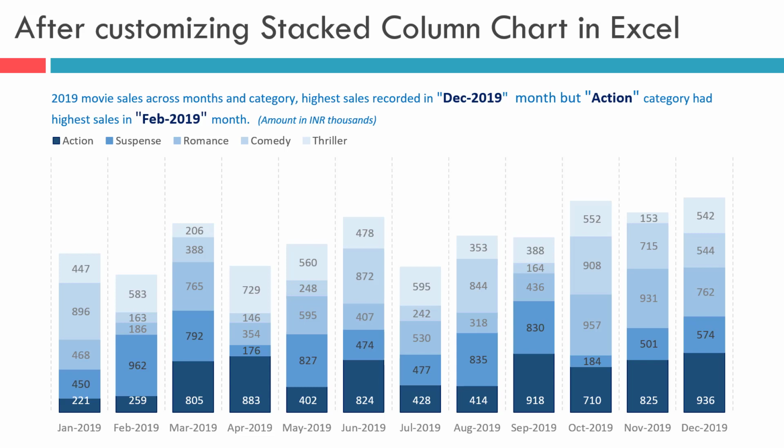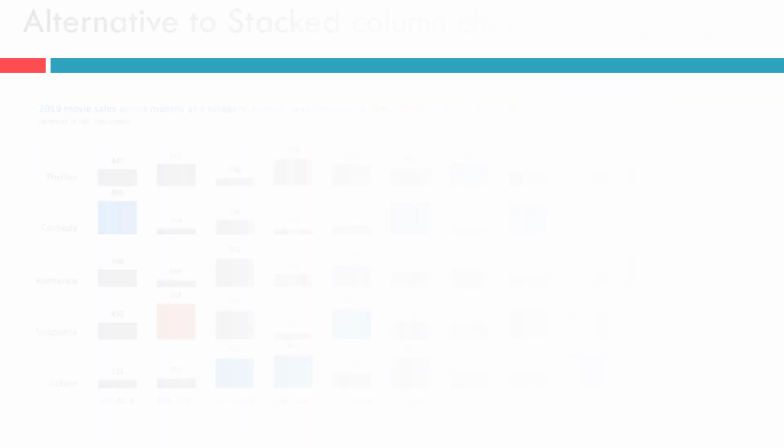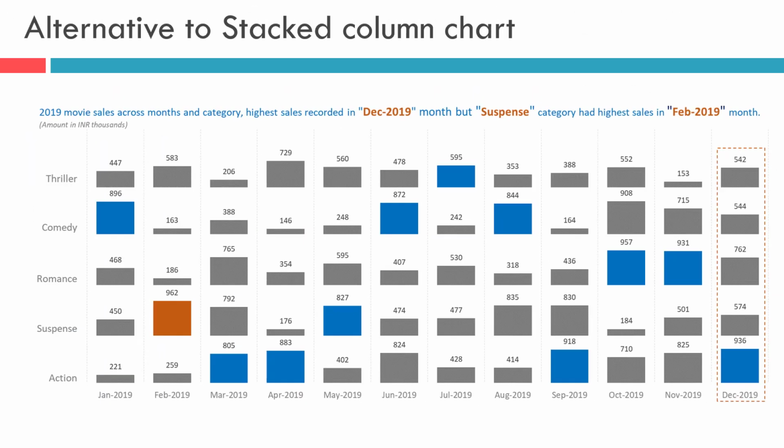To resolve some of the limitations, there is an alternative way to present this same dataset using small multiples stacked column chart, just like we have shown in our next slide. Now, with a quick glance of this chart, we can easily note down a lot of information and also understand overall sales trend under each category of movie across the months.